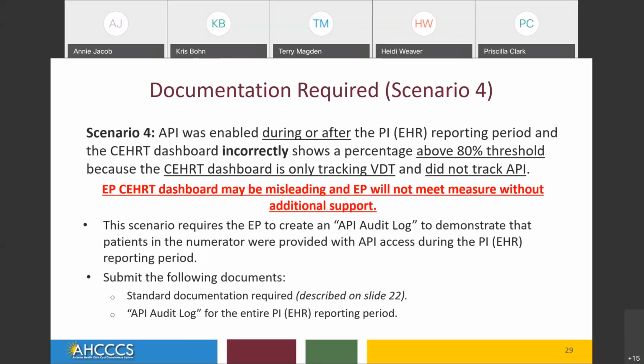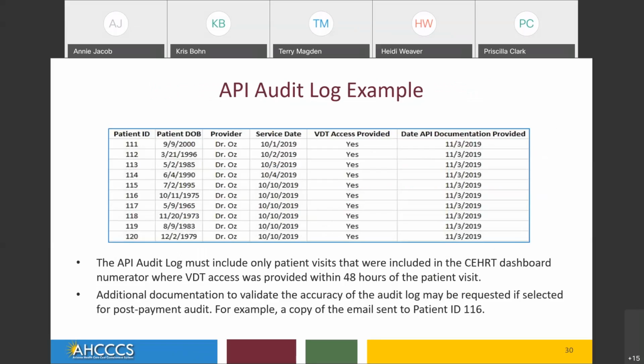This scenario requires the EP to create an API audit log to demonstrate that patients in the numerator were provided with API access during the PI reporting period. To meet this scenario, the EP needs to submit the following documents: the standard documentation required as described in slide 22, and an API audit log for the entire PI reporting period. As you can see, here is an example of what an audit log can look like. The next slide explains what the columns mean.